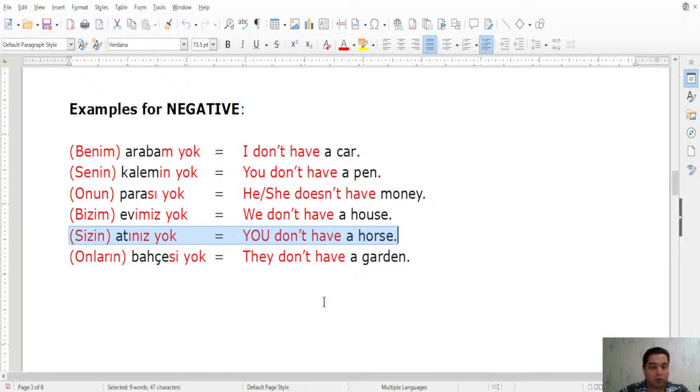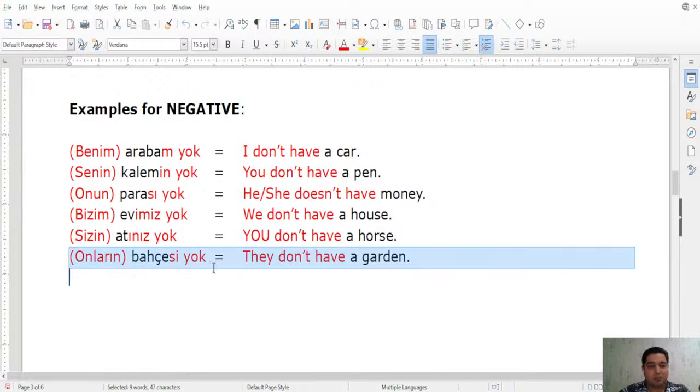It might be plural or it might be just formal language you, right? Formal you. And last, onların bahçesi yok. They don't have a garden. Okay, that's very simple. So yok is basically the structure plus yok: I don't have, you don't have, and so on. What about the interrogative?